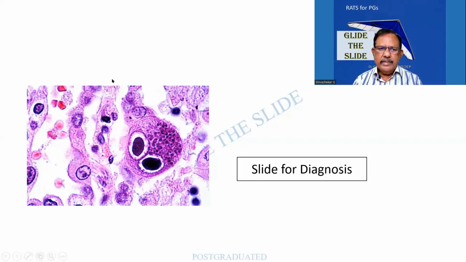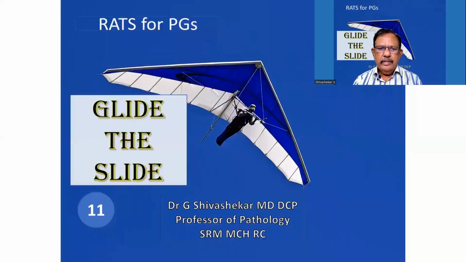Apart from other things, I am finding a large cell with a mirror imaged appearance. And I also find that there is some kind of an enlargement of the nucleolus. Cytoplasm, nucleus, nucleolus. So what can the diagnosis be? This we shall be seeing in Glide the Slide 11.